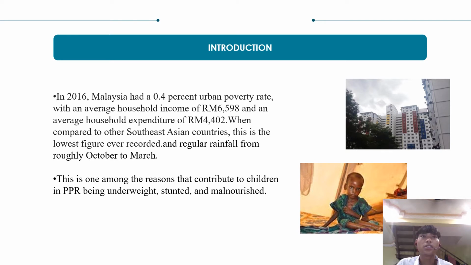For the introduction of the presentation, in 2016, Malaysia had a 1.40% urban poverty rate, with an average household income of 6,598 ringgit and an average household expenditure of 4,402 ringgit. When compared to other Southeast Asian countries, this is the lowest figure ever recorded, and there is regular rainfall from around October to March. This is one of the reasons that contribute to children in PPR being underweight, stunted, and malnourished.